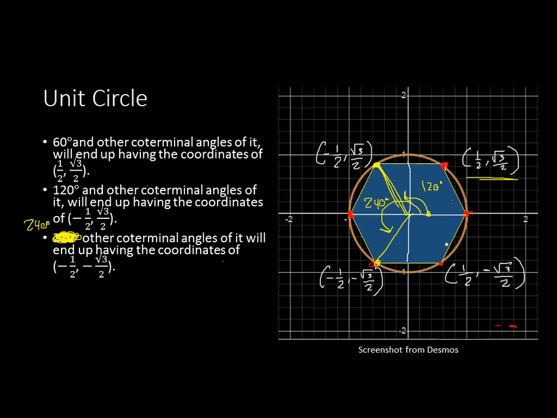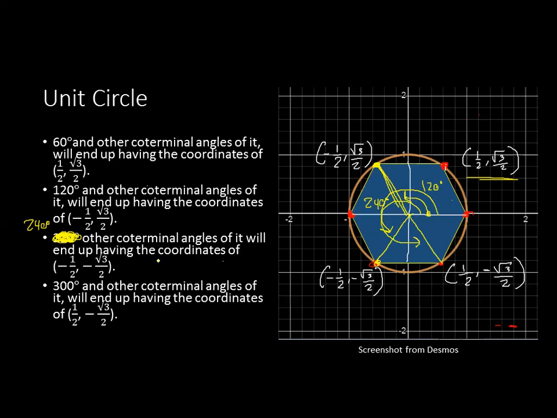And last but not least, from the start up to here, this is 300 degrees. So if you have an angle of 300 degrees or other coterminal angles of it, you will end up having 1/2 and negative square root of 3 all over 2 as your coordinates. So that's it. All right, and we're done.